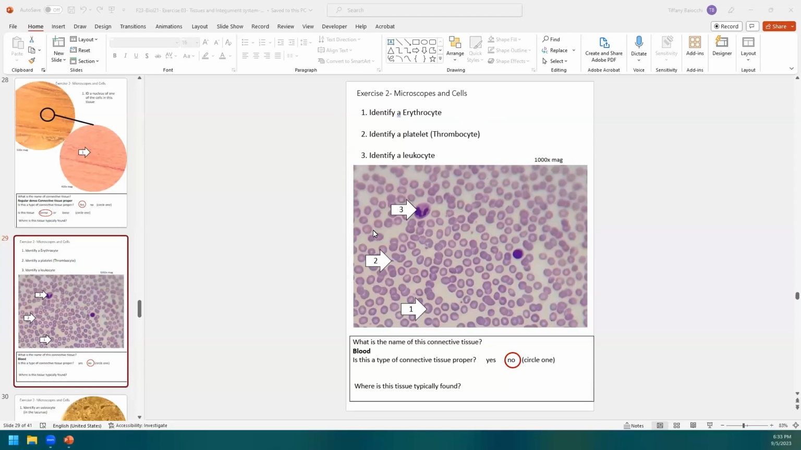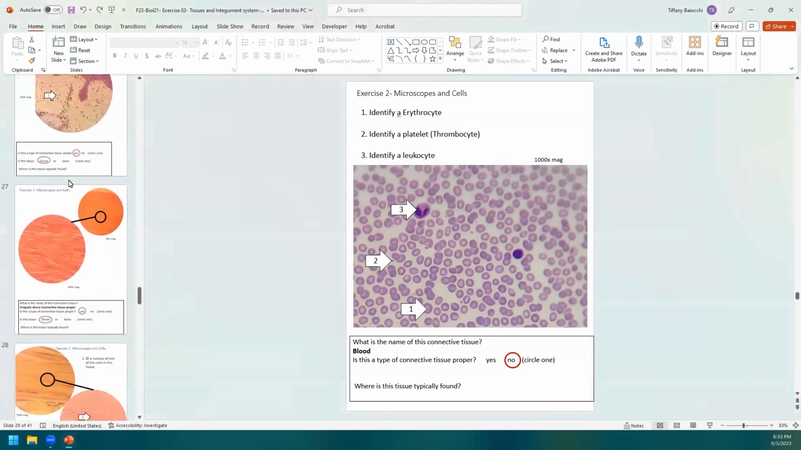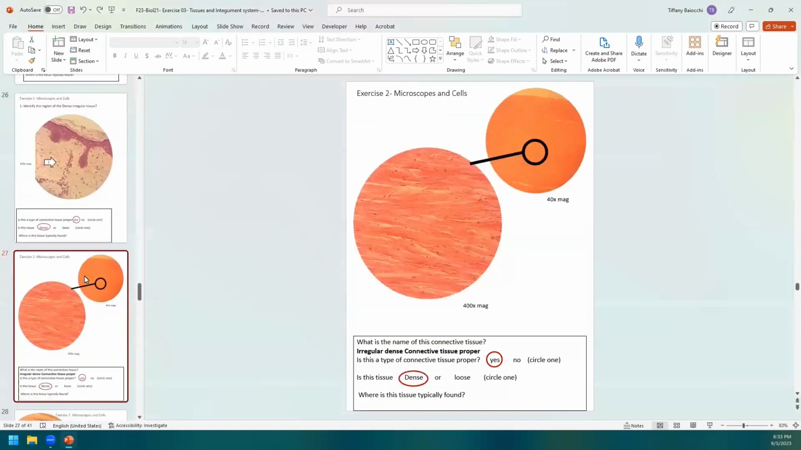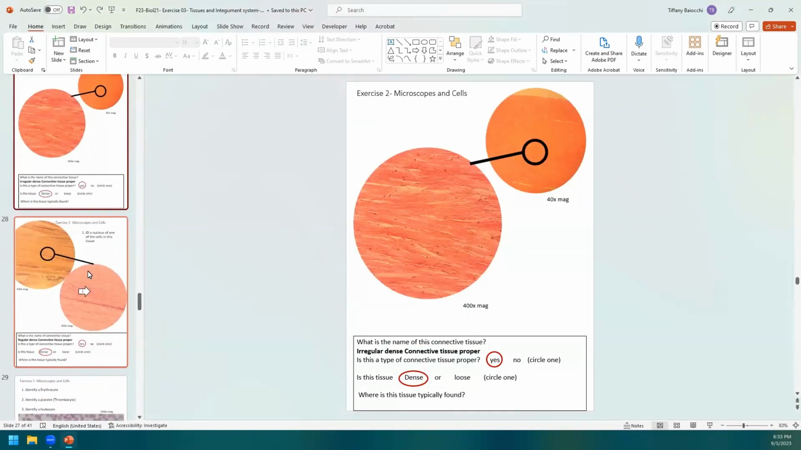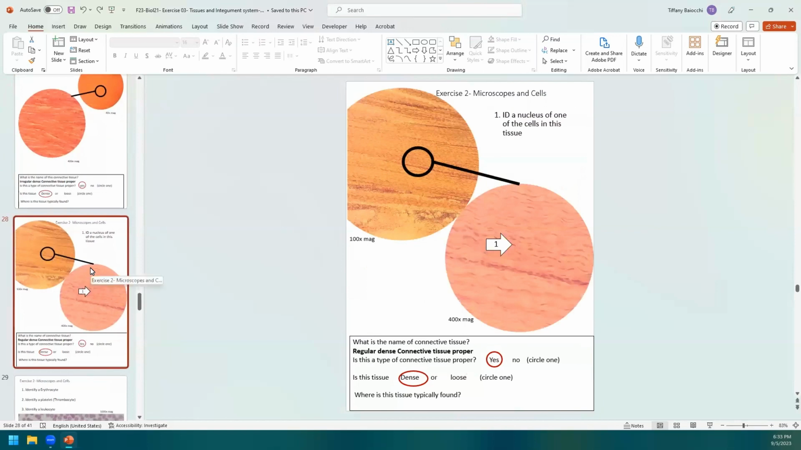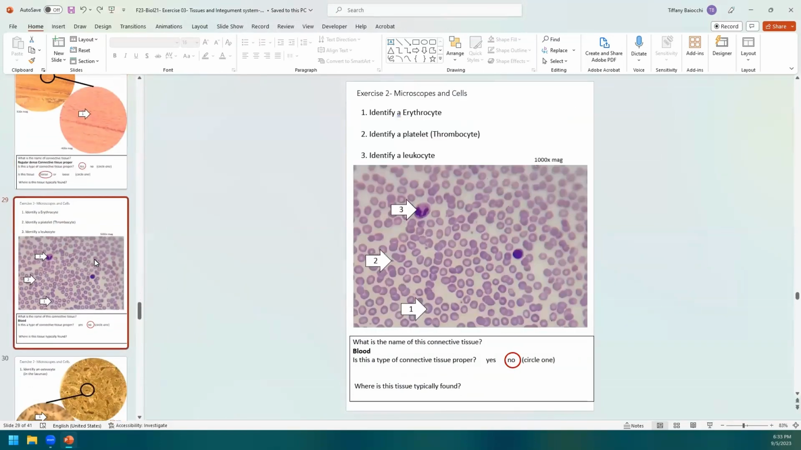All right, so let's continue with the blood connective tissue. I do want to make a note. There is one type of connective tissue I did not give you, and that is elastic connective tissue. I did not give you one of those, so I won't be testing on that particular one. So let's move on to blood.